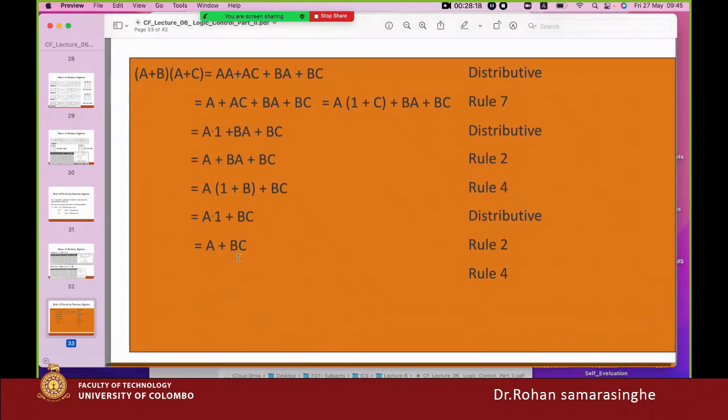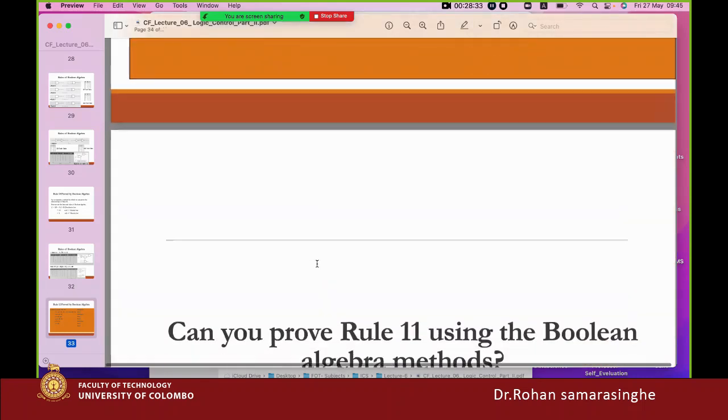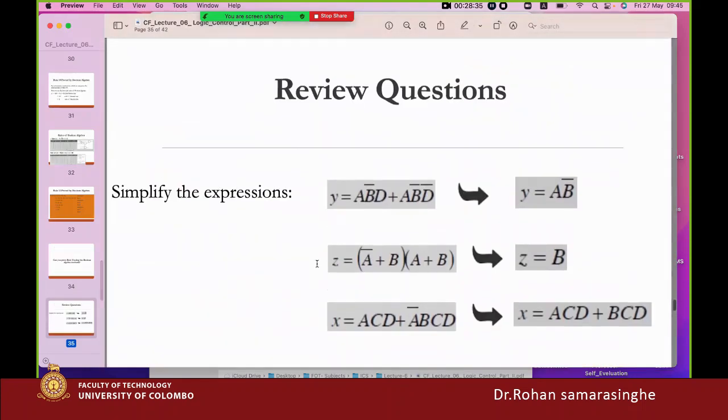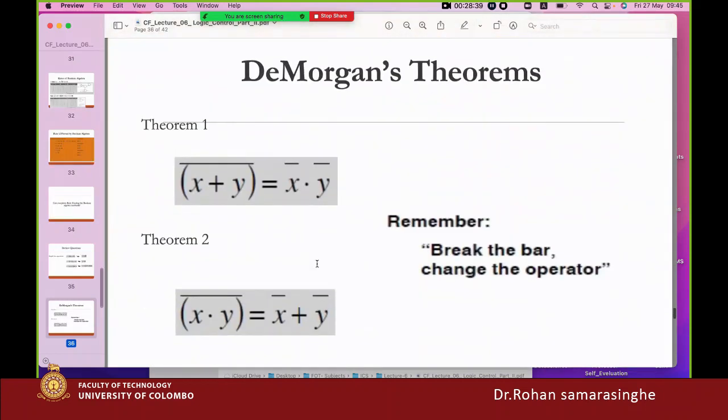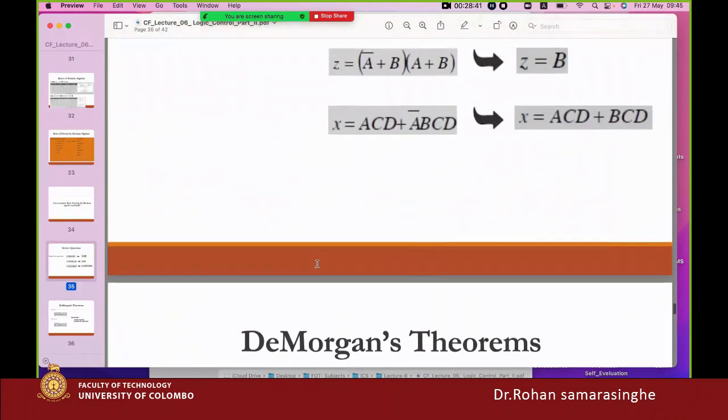When you simplify this and you have the circuit of this one, you can get the output, but the same output can be given by using this simplified circuit. Then I will discuss some review questions also.